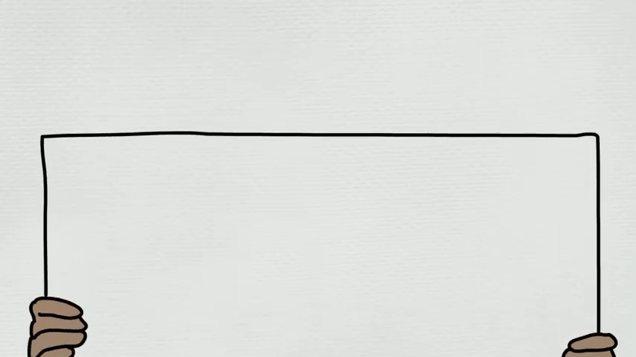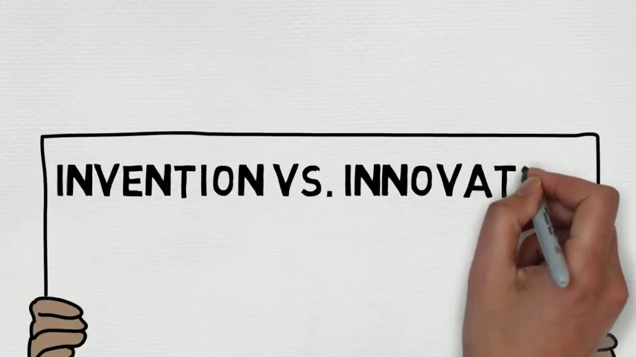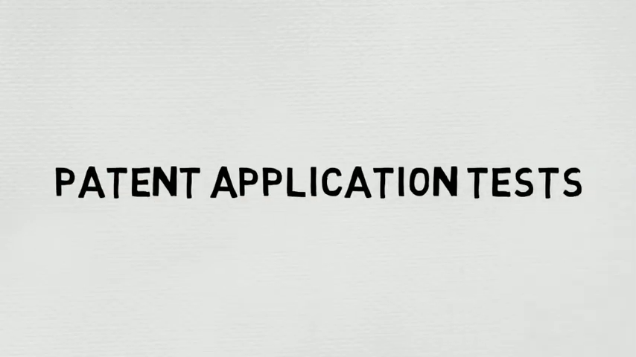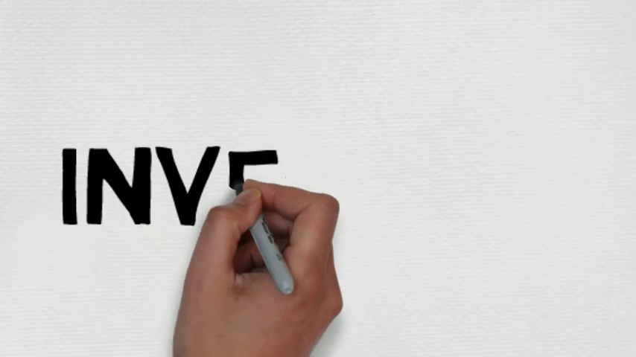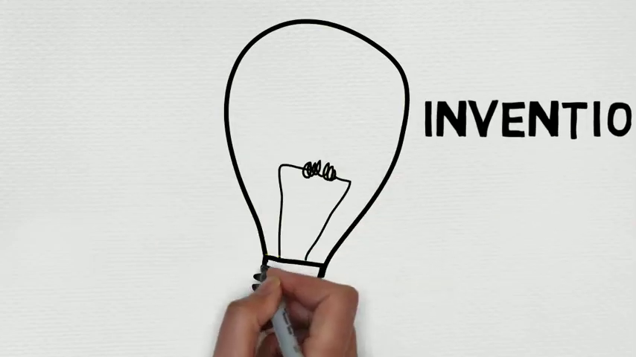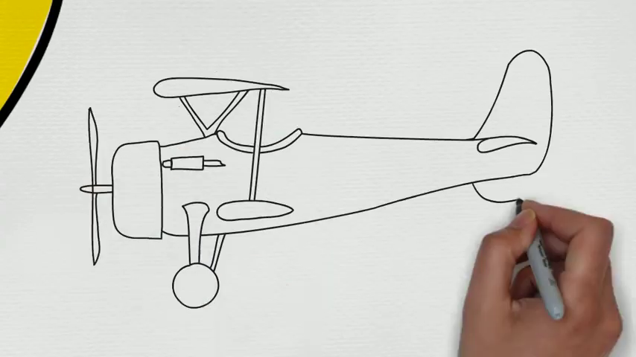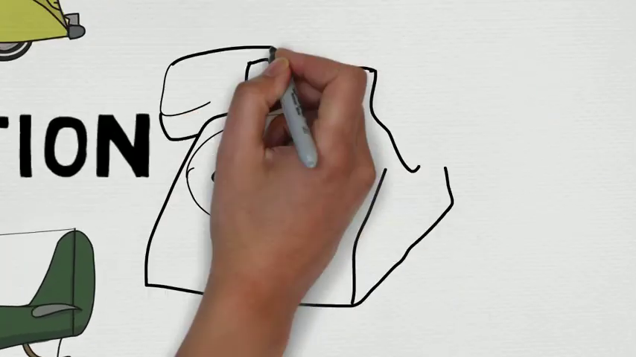Today we are talking about the differences between the invention and innovation step within patent application tests. First off, invention is the idea of creating a new product. When we think about inventions, we think the light bulb, the automobile, the aeroplane, and the telephone.